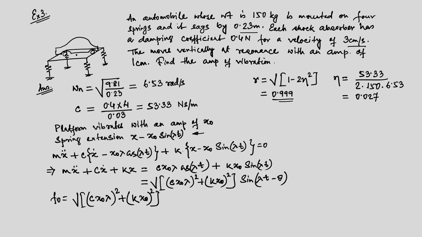So, what next? What we can do, we know what is x naught, right, because it is given. So, the vertical amplitude, so x naught is equal to 0.01 meter. Now, if you look at this expression for force, its amplitude f naught, we know C, we know x naught, we know lambda, and then our task is to find out what is this k value.